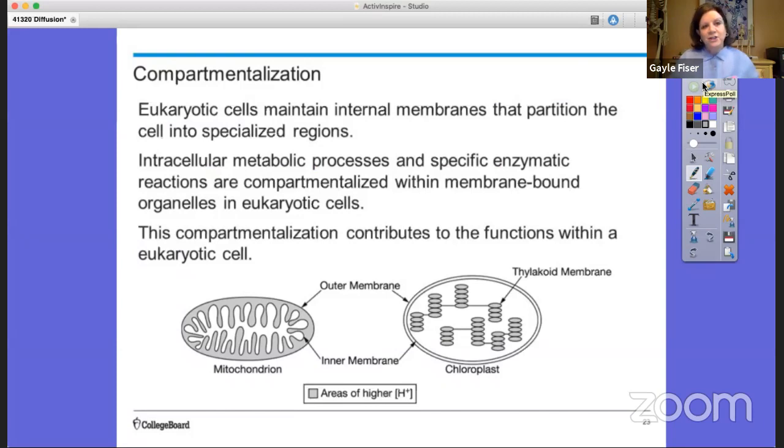All right, compartmentalization. Eukaryotic cells maintain internal membranes that partition the cell into specialized regions. Intracellular metabolic processes and specific enzymatic reactions, I'm going to go ahead and underline that, are compartmentalized within membrane-bound organelles in eukaryotic cells. This compartmentalization contributes to the functions within a eukaryotic cell. So all of this is happening. We're establishing these concentration gradients, and we're compartmentalizing it into the intermembrane space here and in the lumen of the thylakoid for a reason, for those enzymatic reactions to be allowed to happen.